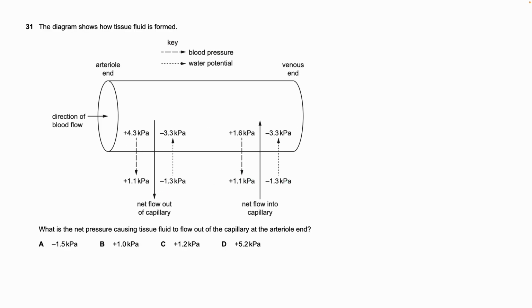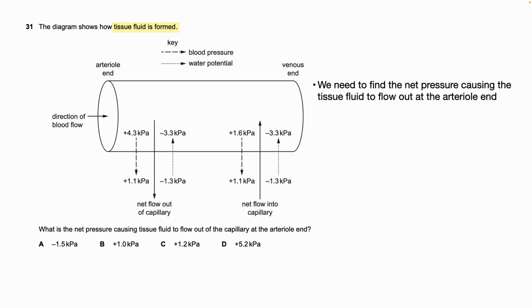Question 31. The diagram shows how tissue fluid is formed. They are asking what the net pressure causing tissue fluid to flow out of the capillary at the arterial end is. So we need to find the net pressure causing the tissue fluid to flow out at the arterial end, which is on the left side.